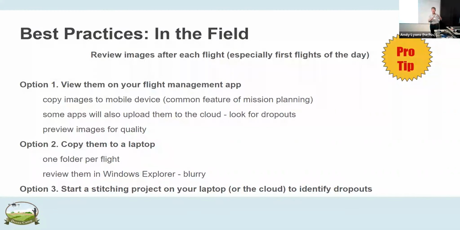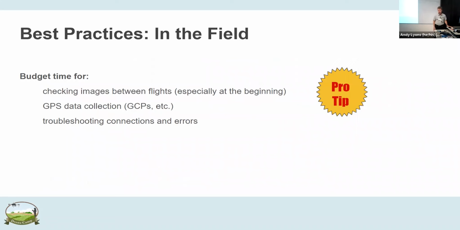If you have stitching software on your laptop in the field, whether that's WebODM or Pix4D Mapper or something like that, you can start a project. You don't have to do the whole thing. You can do a quick stitch, or you can just load the images into a new project and look at the camera locations. Again, it'll tell you if you have dropouts. All right. But do something in the field so you don't get home and get very sad because you have to go back out, which we've certainly done.